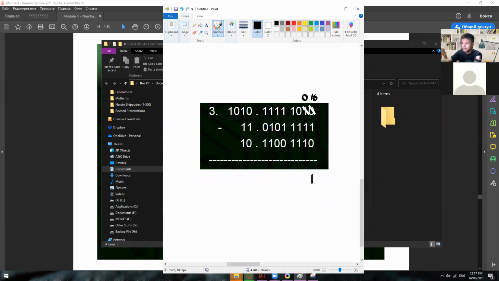Okay, moving on. So 0 minus 1 cannot be. So we have to borrow from this guy. But then again, this guy doesn't have anything. So he has to borrow first from his neighbor, wherein this one has something. Of course, 1 now will become 0, 0 will become 10. Now you can borrow from this guy since he now has money. So 0 will become 10, and then 1 will become 1. Okay? Clear so far?